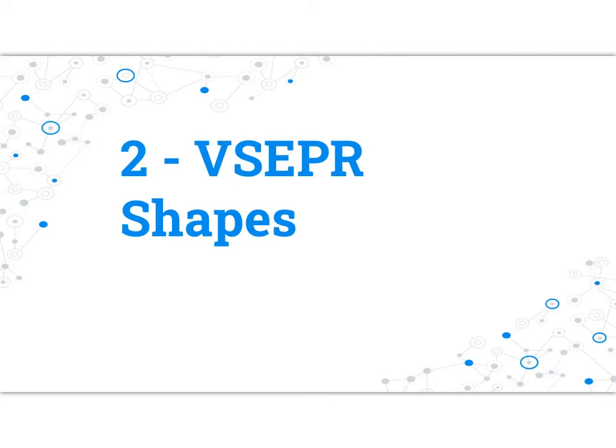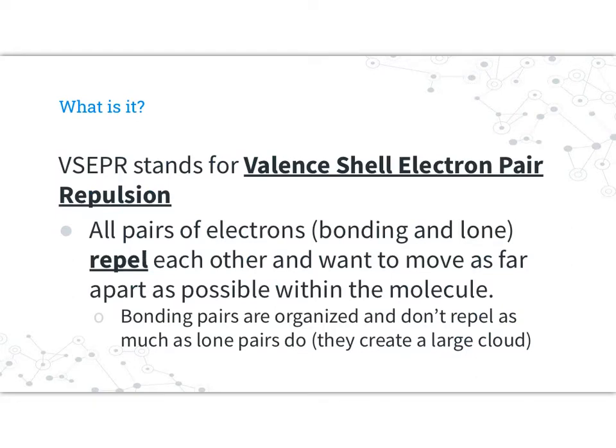We're going to take a look at VSEPR shapes today. VSEPR stands for valence shell electron pair repulsion, which is a really long name that you don't need to remember. What you do need to know is that all pairs of electrons, either bonding or lone, repel each other in a molecule, and want to move as far apart as possible within that molecule.